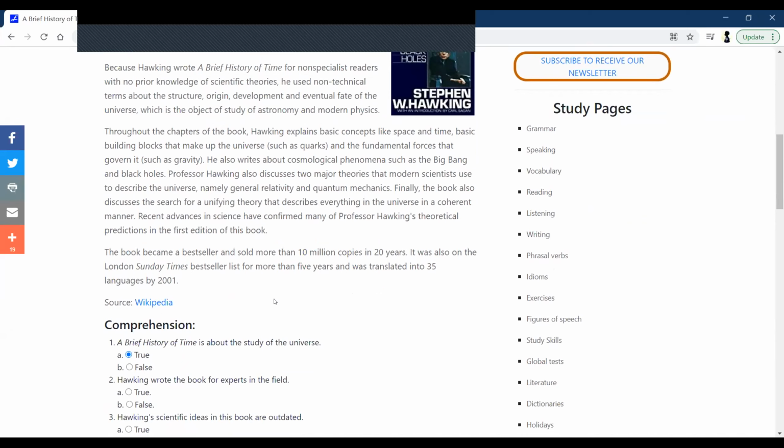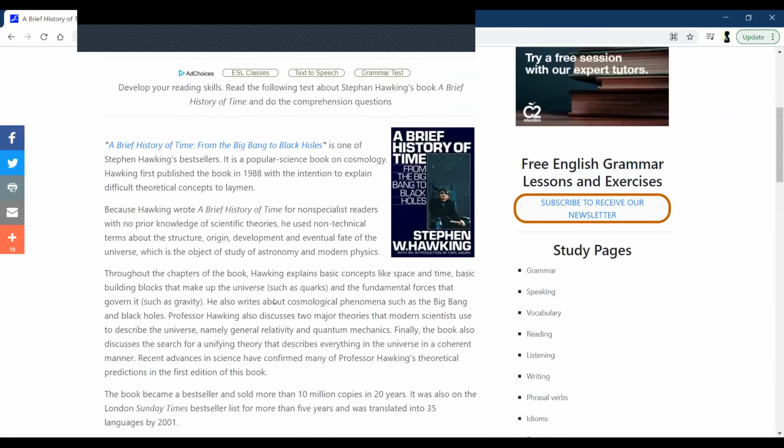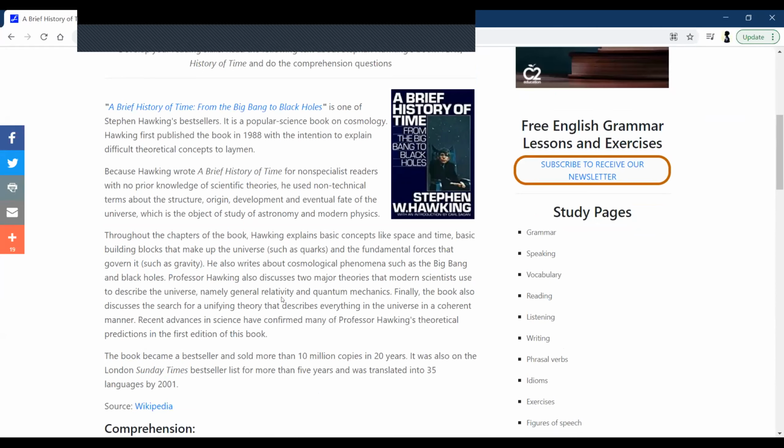Hawking wrote the book for experts in the field. So here, can you scroll? Yeah, okay. So you can pause the video and look for answers. Okay, and I think the answer is false, because in the second paragraph it says he wrote it for non-specialist readers with no prior knowledge of scientific theories, and non-technical terms about the structure, origin, and so on. So this is basically saying this is for normal people who don't know these special scientific terms. It's pretty simplified, so anyone can understand it.